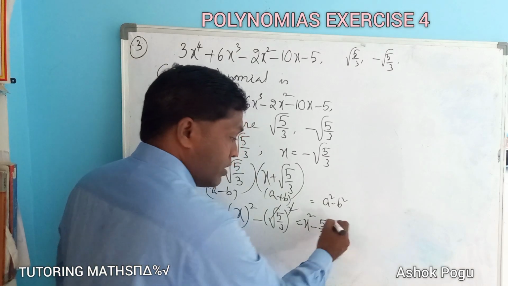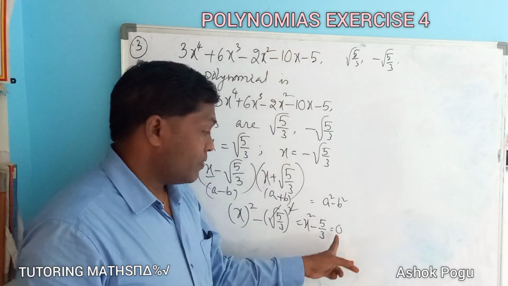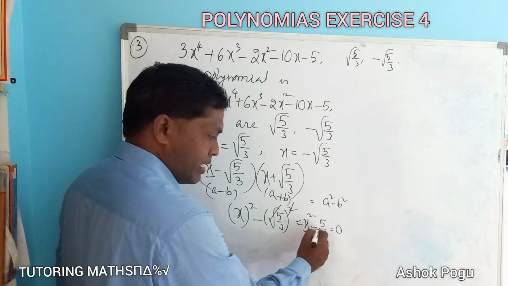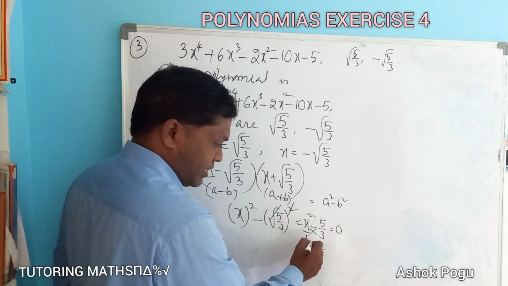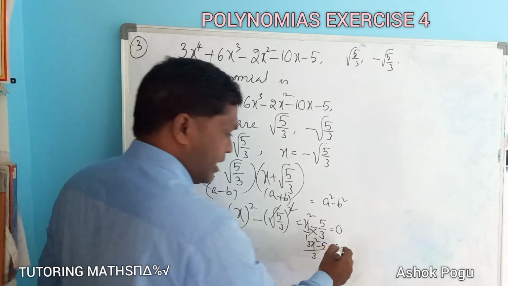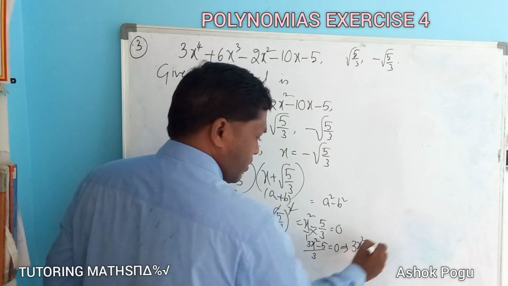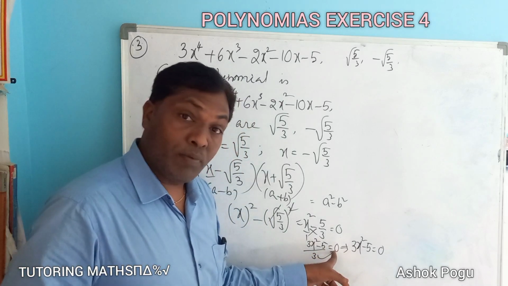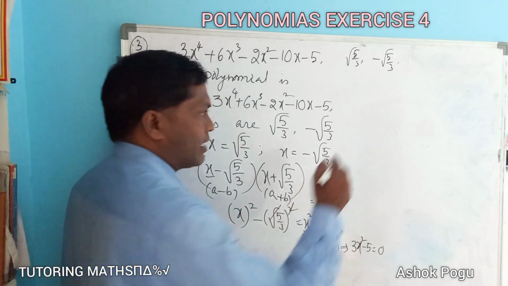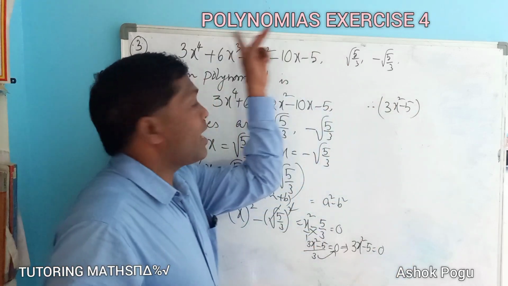This will be equal to 0 because it is a factor of this polynomial. When it is a factor of this polynomial, then the remainder will be 0. And just simplify: 1, 3, LCM is 3. By cross multiplication, 3 into x square, 3x square minus 5 is equal to 0, because 3 shifted to the right side will be multiplied by 0. So finally, we get 3x square minus 5 is a factor of this polynomial.